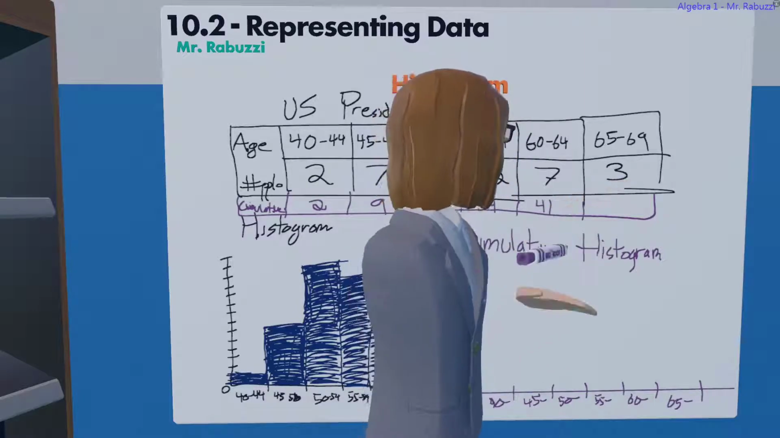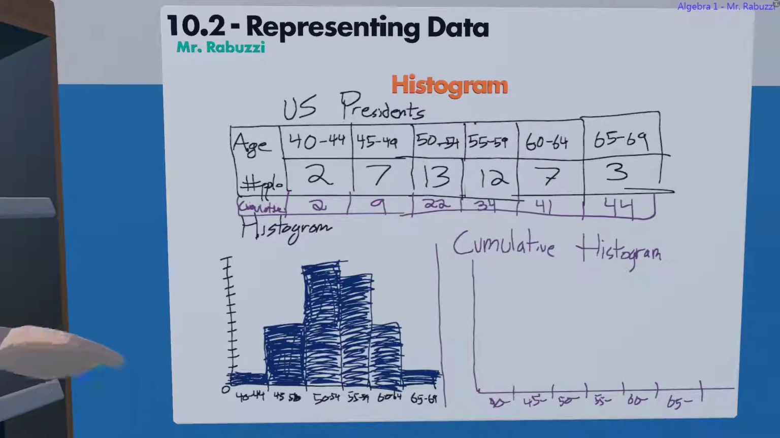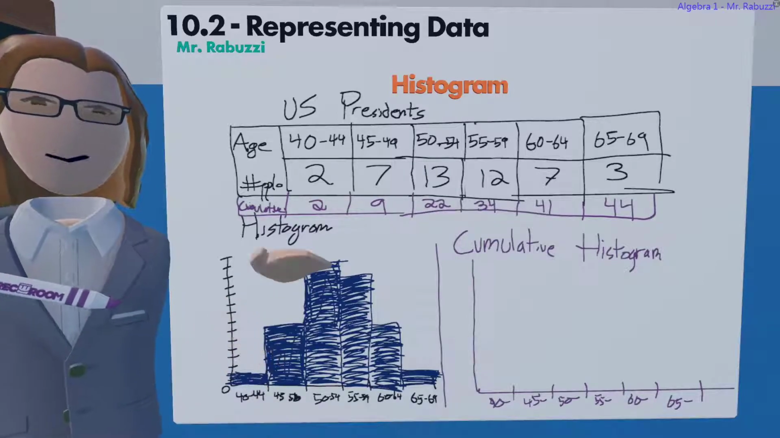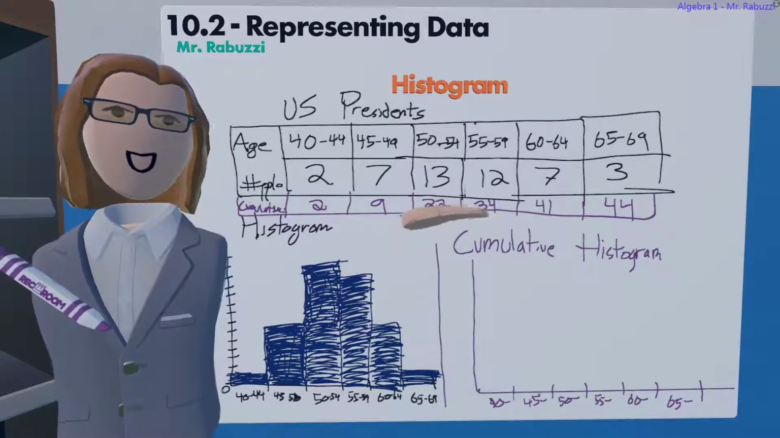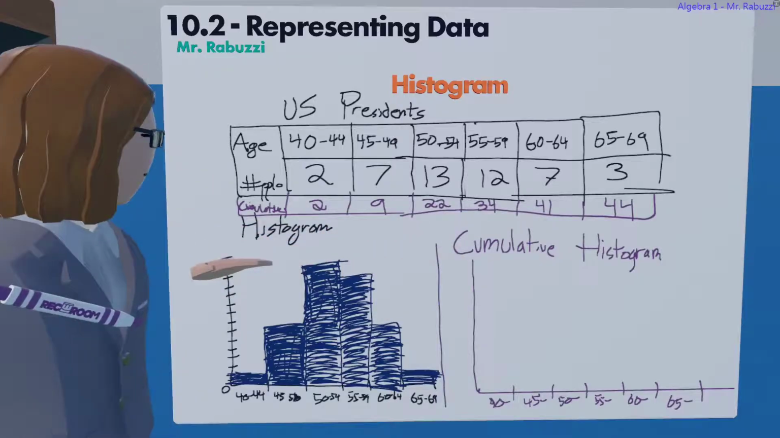41 plus 3, and that's 44. And remember, this was before Trump, so this is the Barack Obama number, which is 44 presidents. Okay, so we added up to the correct number. There should be 44 total in our chart. And now we can graph these numbers.